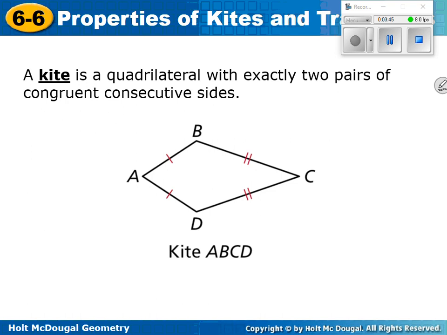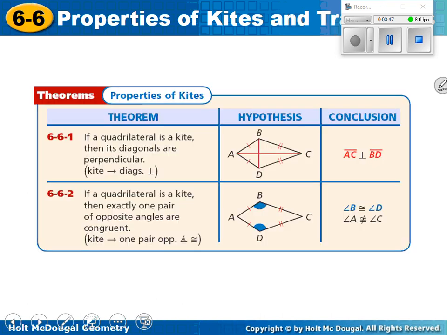Okay? There are also some other properties with your kite. So the next property that you need to know about your kite is that it is also going to have perpendicular diagonals. What other shape has perpendicular diagonals? Not a rectangle, a rhombus.